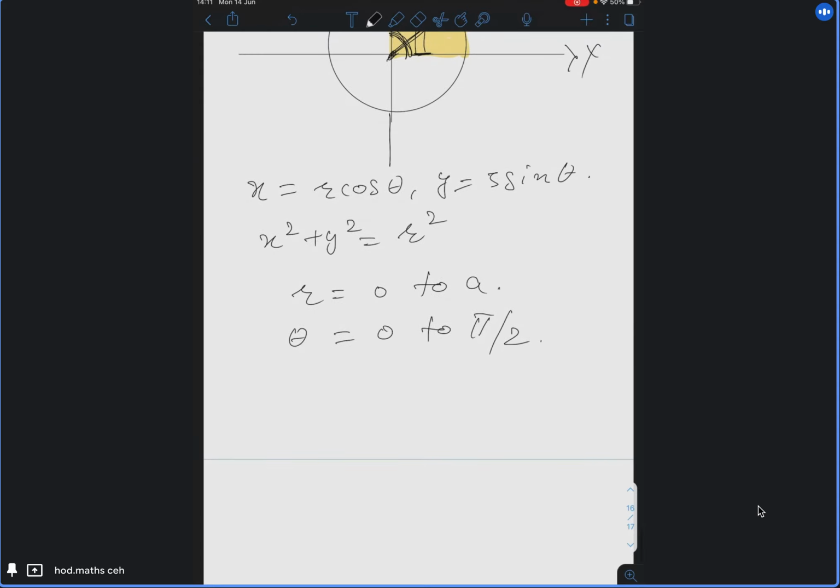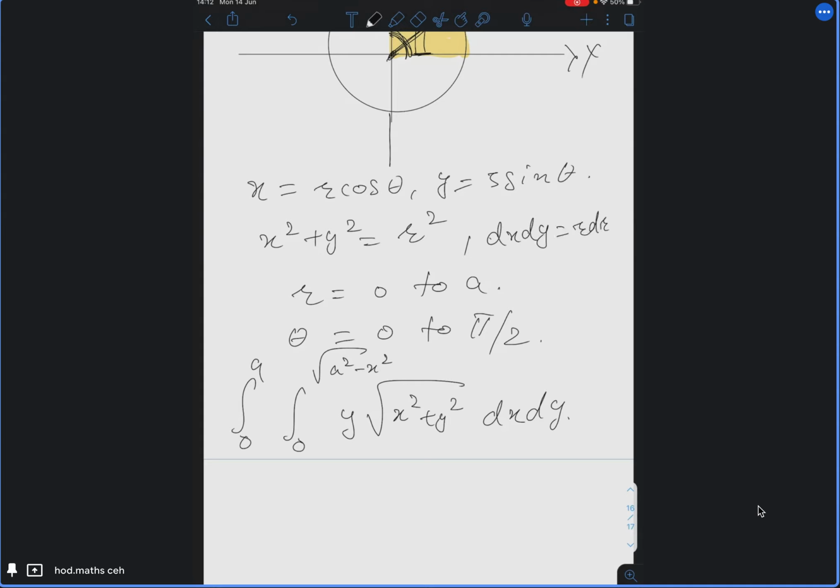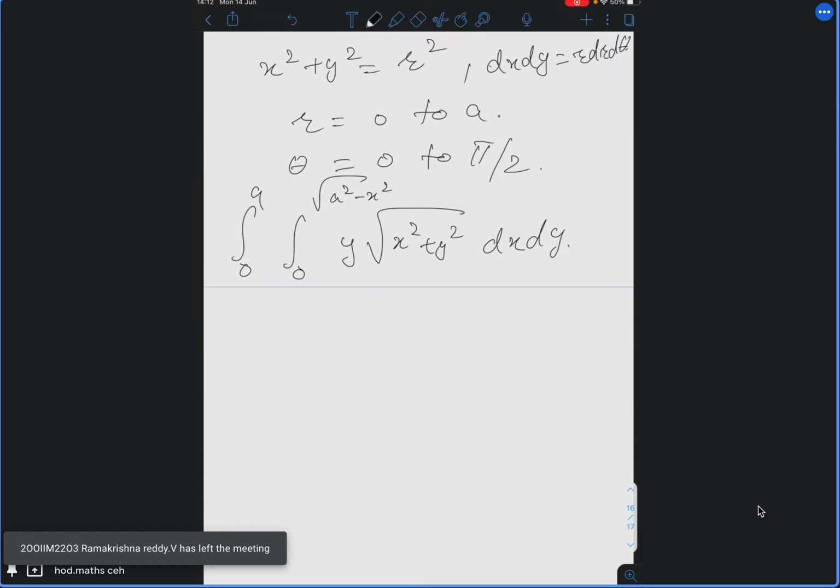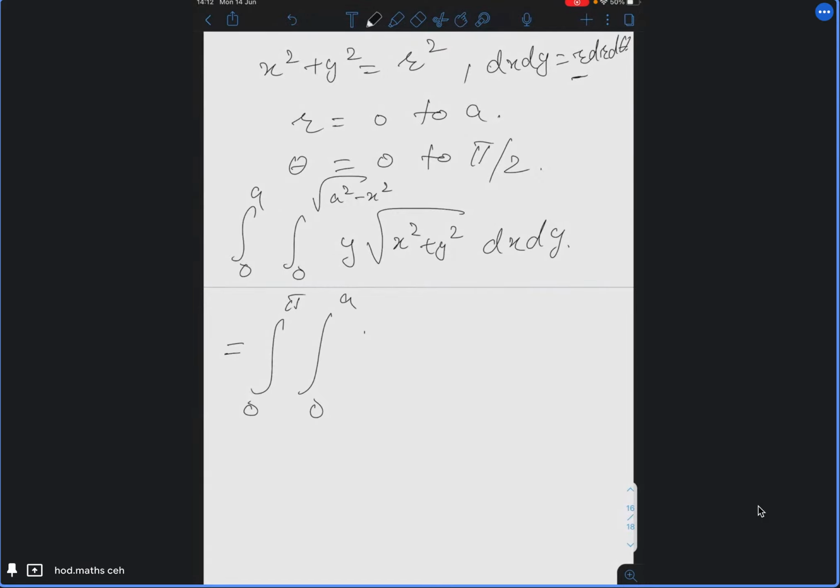So this double integral, which was written as 0 to a, 0 to root over of a square minus x square, y into root over of x square plus y square dx dy, and this also you know that dx dy is r dr d theta by using the Jacobian. The Jacobian is only r, but by the other theory I'm writing dx dy as r dr d theta. So this whole thing will now be equal to 0 to pi by 2, 0 to a, y. What is y? It is r sine theta.